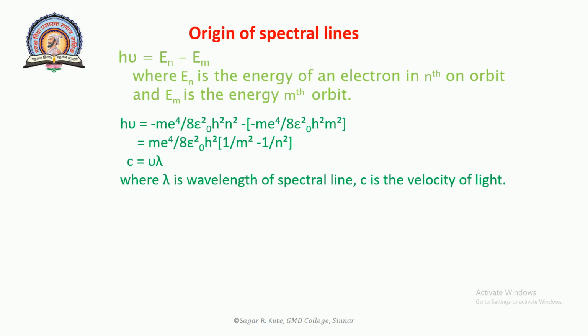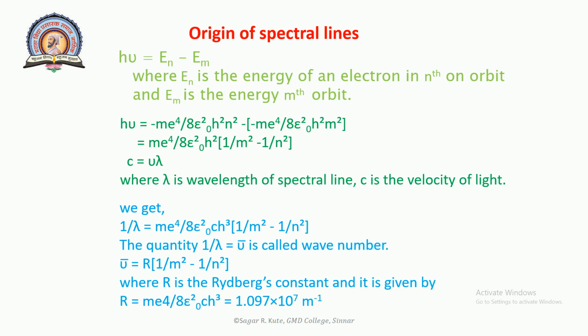But c is equal to mu lambda, where lambda is wavelength of spectral line and c is the velocity of light. Thus from the above equation we get 1 upon lambda is equal to m e raised to 4 upon 8 epsilon 0 square c h cube, bracket 1 upon m square minus 1 upon n square. The quantity 1 by lambda, equal to mu bar, is called as wave number.